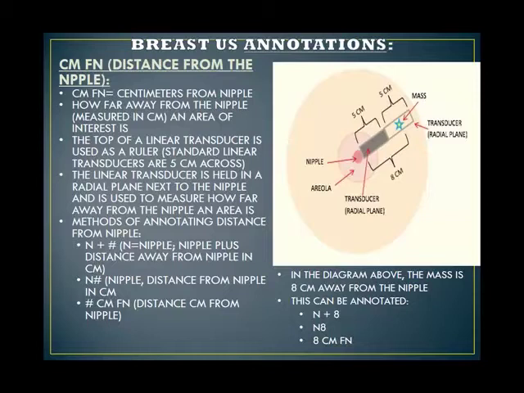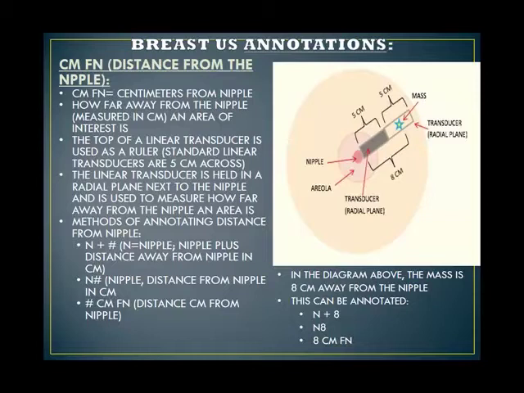So how do we label this? We could say 12 centimeters from nipple. That's one common way of annotating this. Some people like to say nipple plus 12, meaning 12 centimeters away from the nipple. Or some people break that down even simpler: N12, nipple 12. So those are 3 ways of annotating that same information.